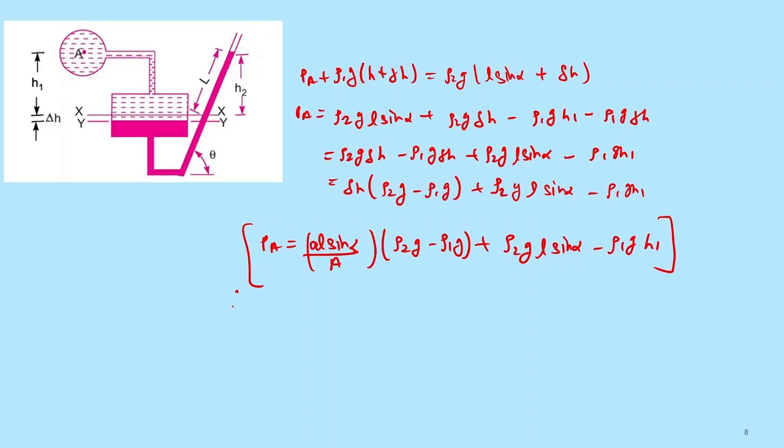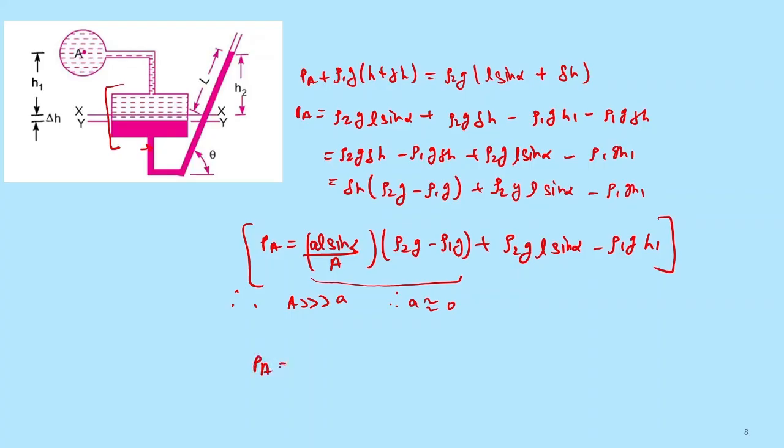Or you can, and also here is an assumption: area capital A is very large as compared to small a, like this is the big reservoir and this is the very small tube. So here capital A is very much larger than a. So if we compare, the ratio of small a to A is very small and can be neglected. Neglected means this small a is nearly equal to 0. So this term will become 0 and only this term will be left.